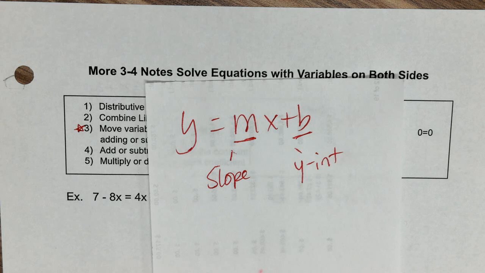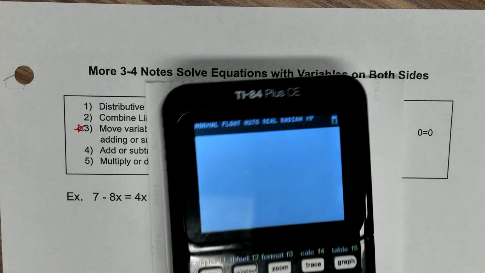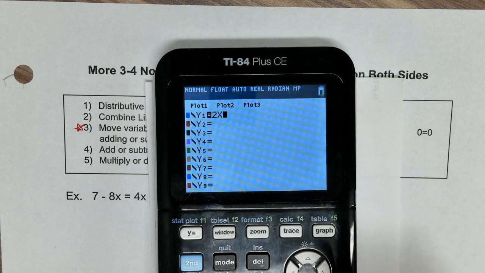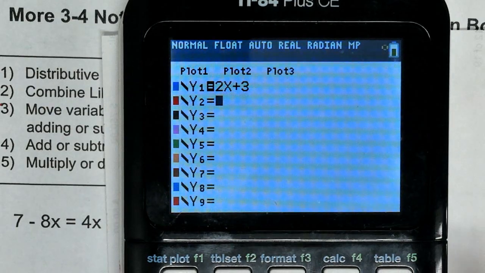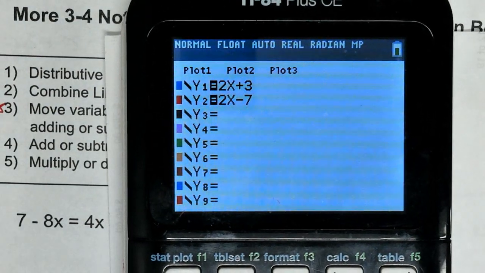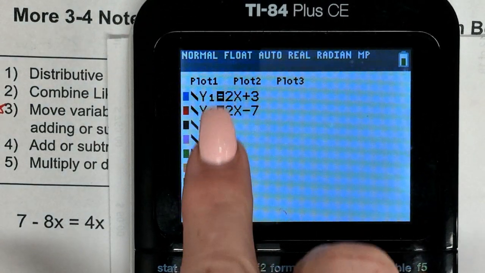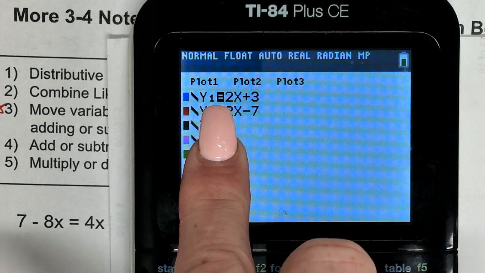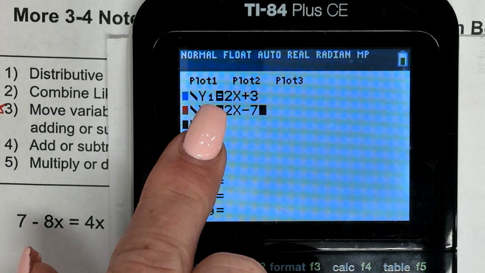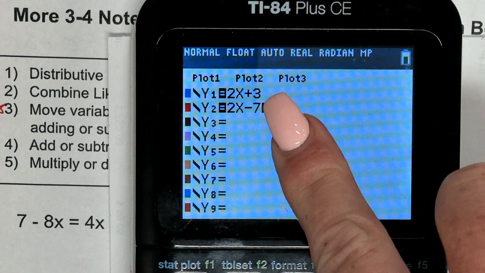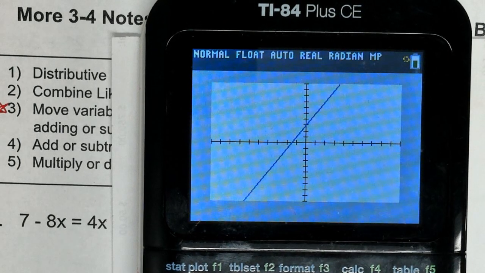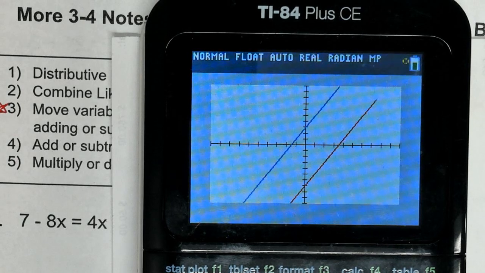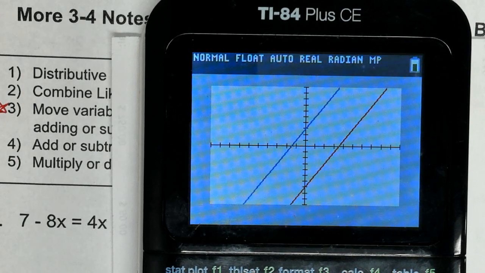So again, let me show y'all. If I graph 2x plus 3, and then I also graph 2x minus 7, are the slopes the same? Look at the slopes. Are they the same? Yes. Are the y-intercepts different? Yes. Okay, so they're going to be parallel lines because the slopes are the same and the y-intercepts are different.